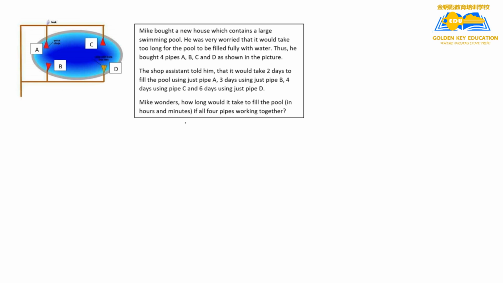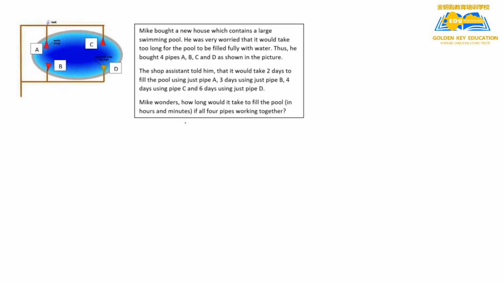The shop assistant told him that it would take 2 days to fill the pool using just pipe A, 3 days just using pipe B, 4 days using pipe C, and 6 days using just pipe D. Now, in order to make sure the swimming pool is filled quickly, Mike wonders how long it would take to fill the pool in hours and minutes if all 4 pipes work together.